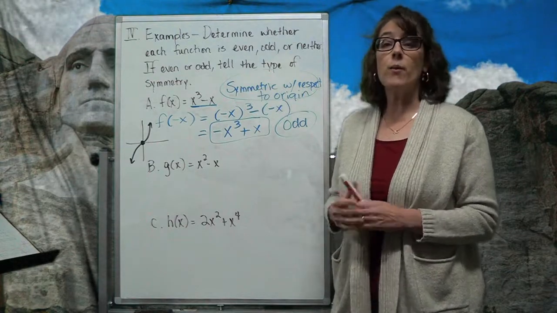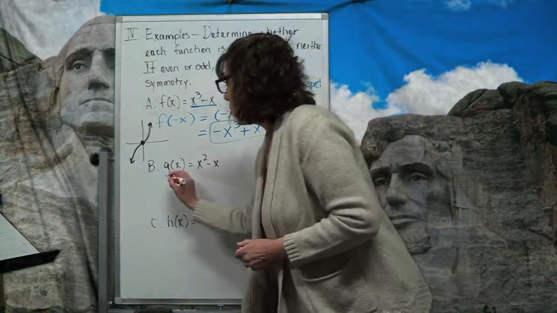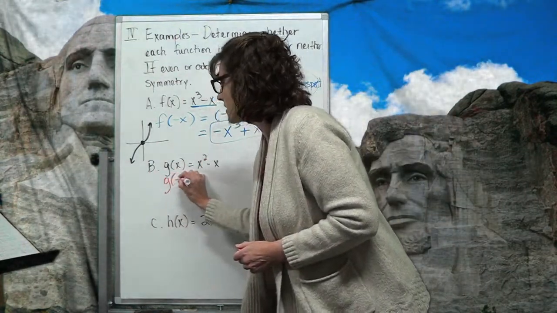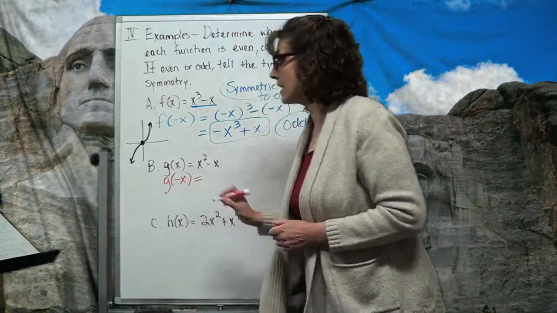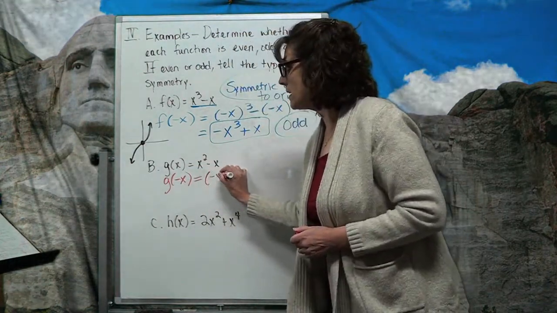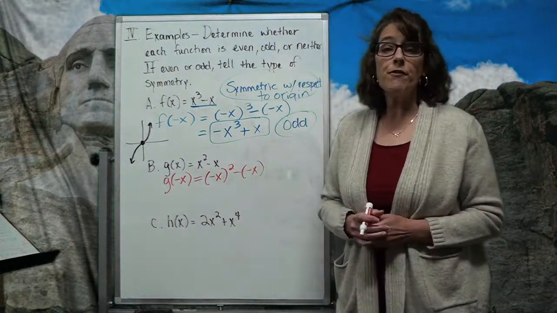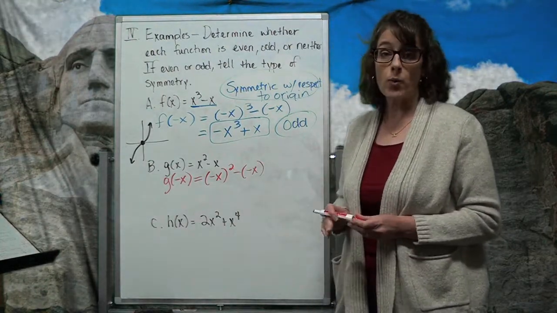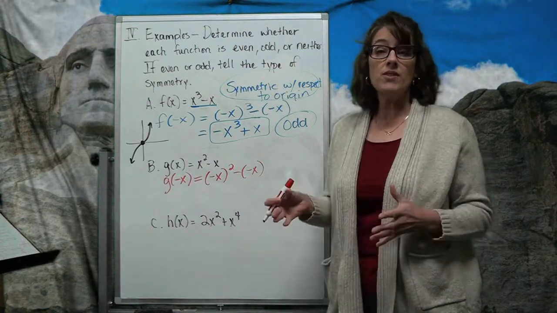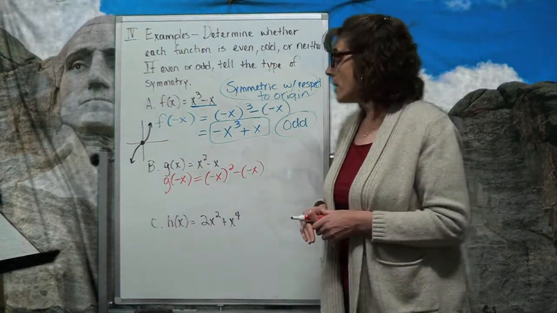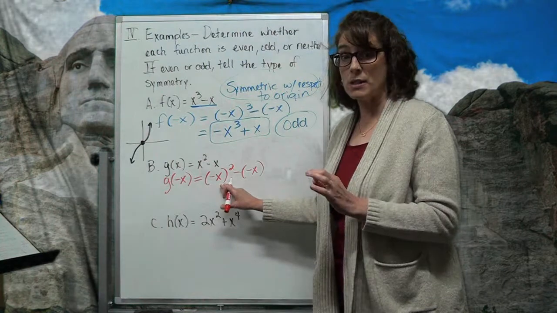Once again, to identify whether it's even, odd, or neither, what I'm going to do is take the function g of x, and everywhere I see an x, I'm going to put a negative x in its place. So I'm going to put a negative x here, and I'm going to put a negative x here. And then I'm going to follow the order of operations to evaluate that. There are no parentheses in there, big grouping symbols, but I do have an exponent here.